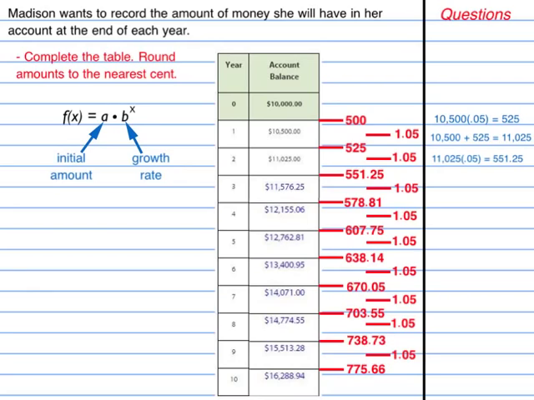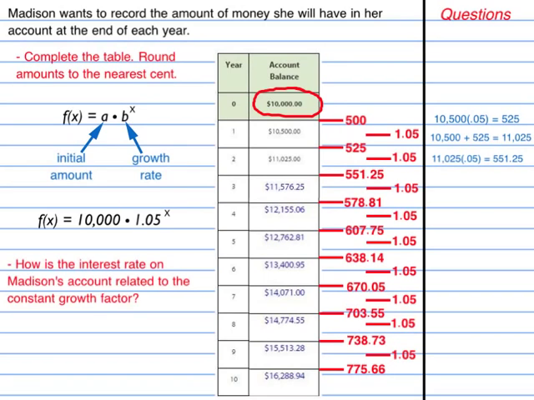So I can go ahead and create my equation for this. My initial amount, a, would be $10,000. So I start off my equation, f of x equals 10,000. Now I need to find my growth rate. And we know the growth rate is 1.05, and we know that it's growth because it's greater than 1. So how is the interest rate on Madison's account related to the constant growth factor?